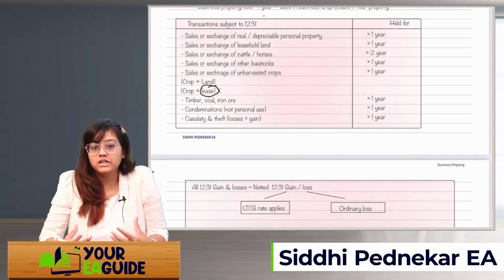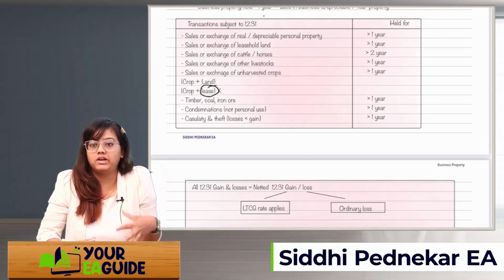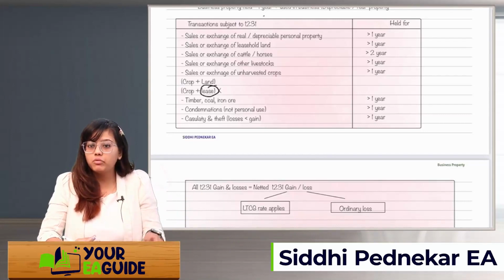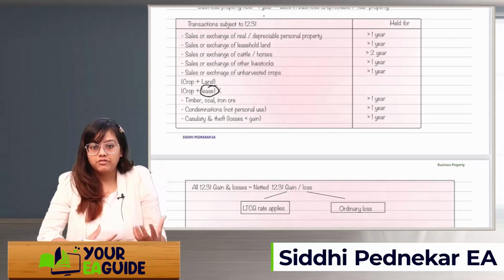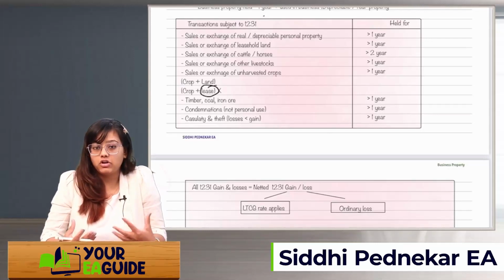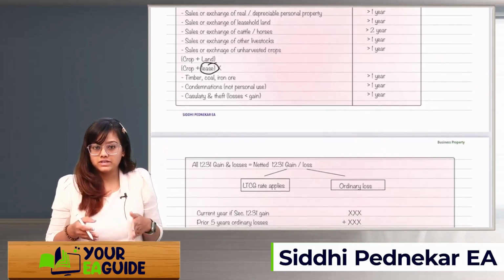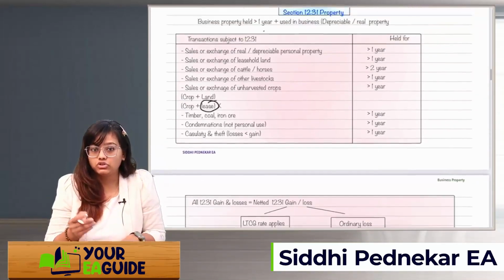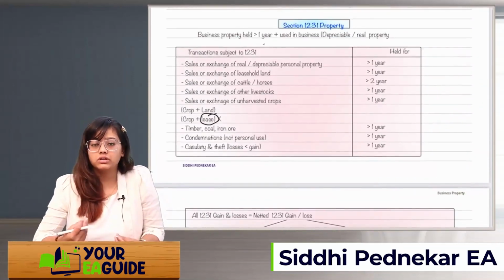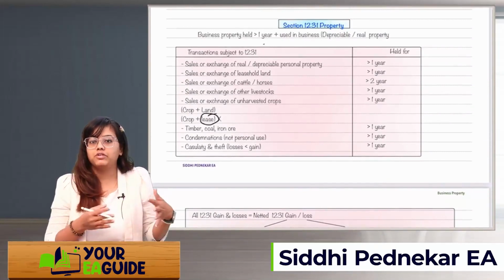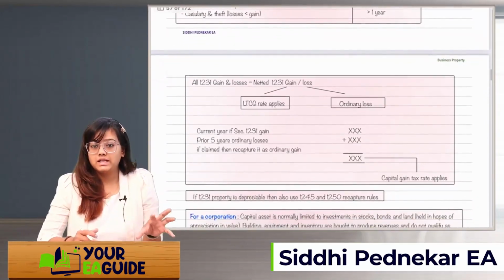Next is condemnation, not personal use property: if it is condemned by the government or mandatorily acquired, and held for more than 1 year, then it will also be 1231 property. Casualty and theft: if the gains are more than the losses in case of casualty and theft, then those types of property will also fall under 1231 property. What is the intention behind bifurcating why it is 1231 property? In the case of 1231 property, all the gains and losses will be netted off.